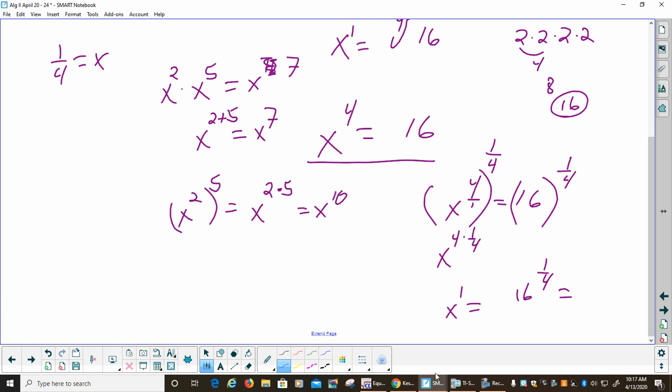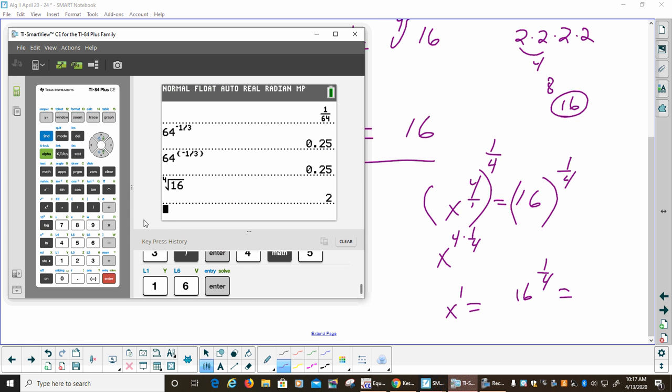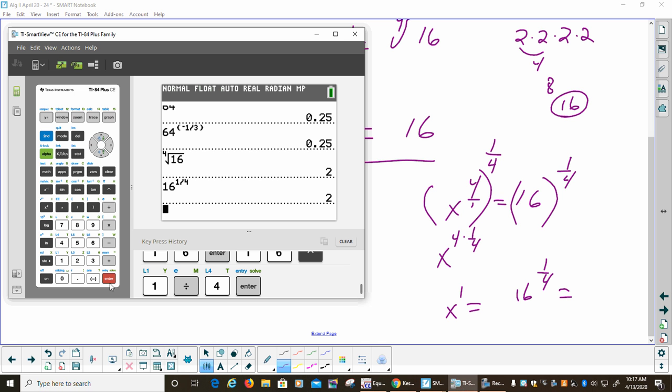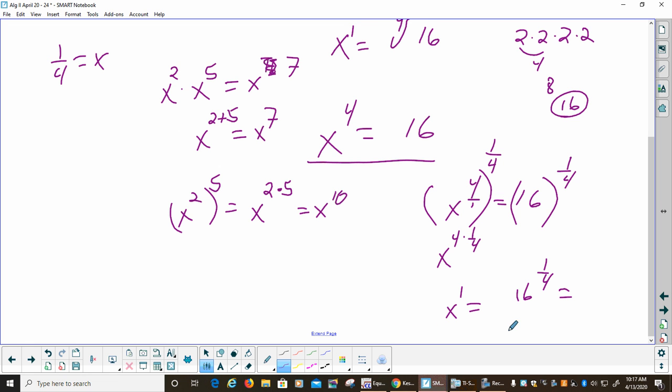Well, type it in your calculator. Notice that the fourth root of 16 gave you 2. 16 raised to the 1 quarter power also gives you 2. These are equivalent statements. A fractional power is a type of root. Okay, we'll come back to that. So the answer for this is 2.